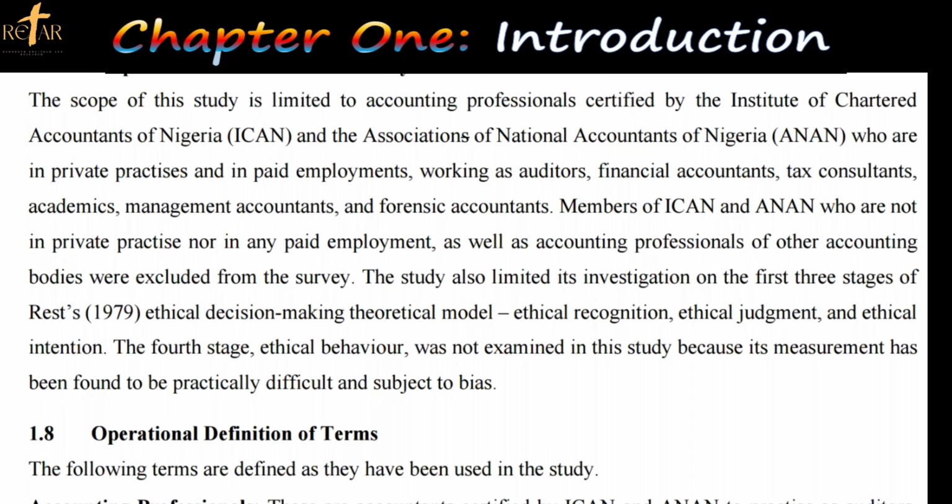The scope of this study is limited to just only 3 variables, this, and this. So that nobody will ask you, why didn't you investigate how eating of food affects student academic performance? You have not scoped your work to include eating of food.